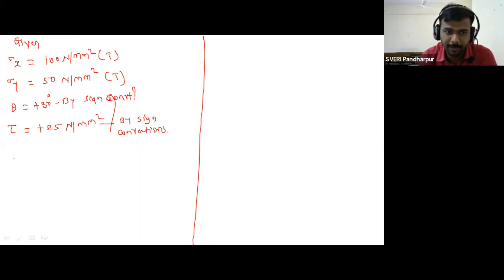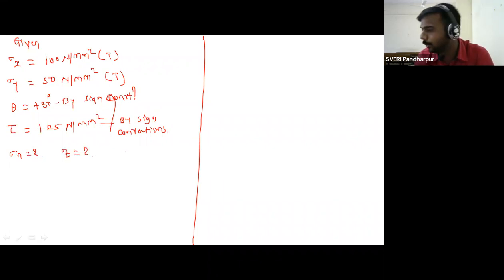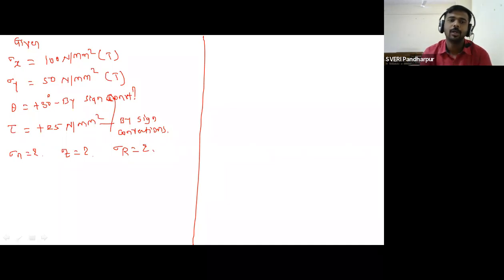So these are the given parameters, and we have to calculate normal stress on oblique plane, tangential stress on oblique plane, and also the resultant stress. For the calculation of normal stress, we require sigma x, sigma y, theta, and tau. All values are given, so directly you can write down the formula.